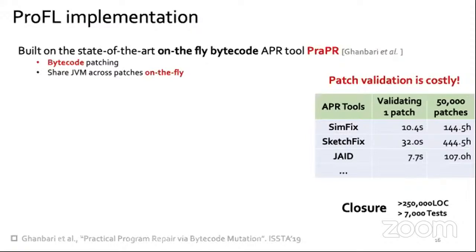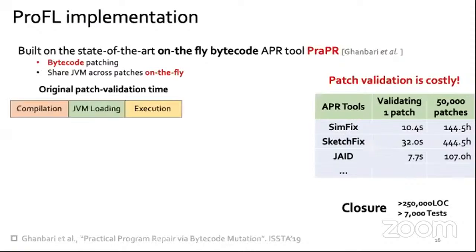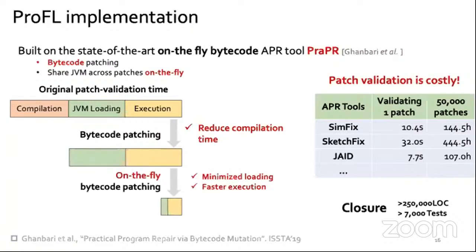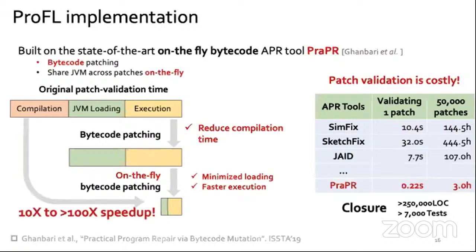Currently, we build ProFL on top of the state-of-the-art APR tool, Bytecode-level APR. We choose it since it's not only effective, but also highly efficient. As it's known, patch validation is quite expensive, including compilation, loading, and execution time. It can get rid of compilation time since it performs bytecode patching, and at the same time, the loading and execution are further accelerated by on-the-fly patching. In this way, it can achieve significant speedup in the patching phase. But of course, ProFL can be extended to build on any other APR tool.